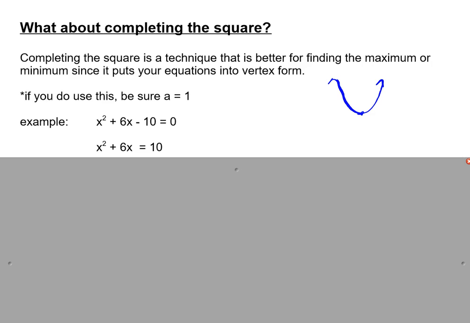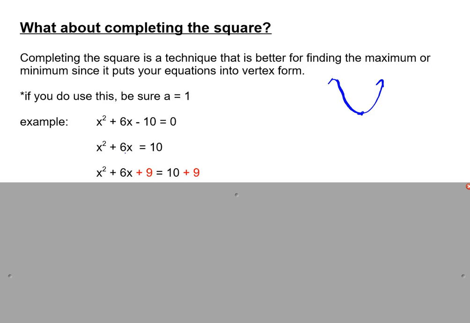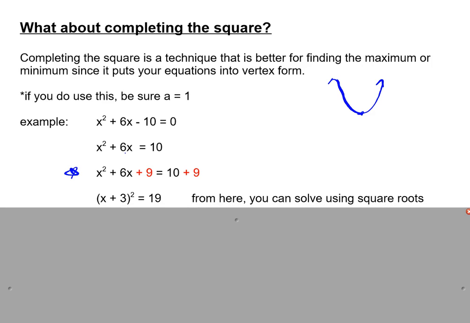Then we need to take half of B and square it. So half of 6 is 3, and 3 squared is 9. So we add 9 to both sides. When we add 9 to both sides, we're ready to go ahead and factor this side. The left side is a perfect square trinomial, so we know that it factors to give us x plus 3 squared. So x plus 3 squared equals 19.